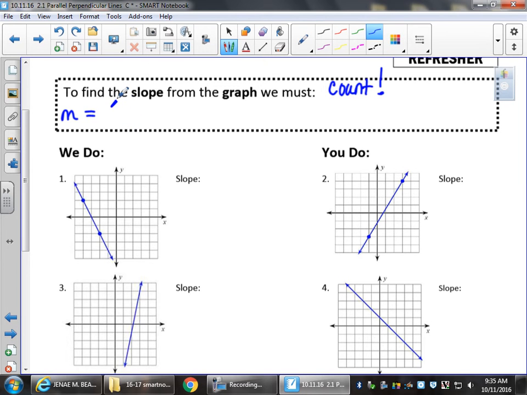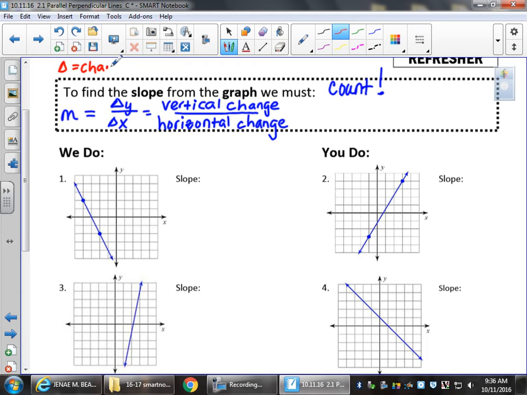Very good. So, who remembers what this triangle means from last week? Yes. So change in Y divided by change in X, which is vertical change. Always vertical change in the numerator, divided by horizontal change. This triangle from Friday we learned means change. It's the math symbol for change.